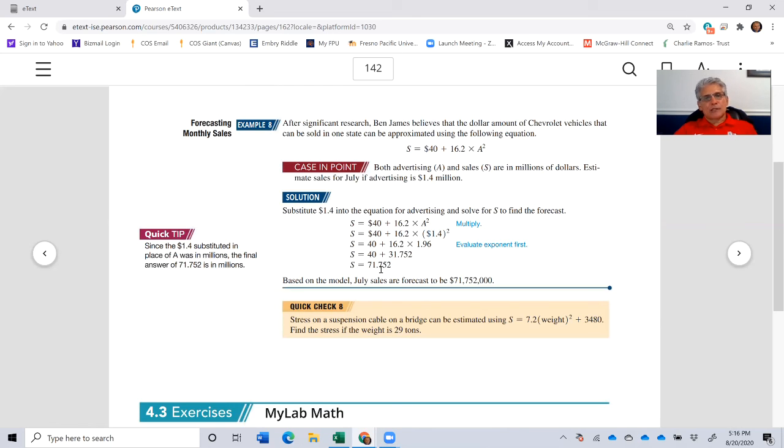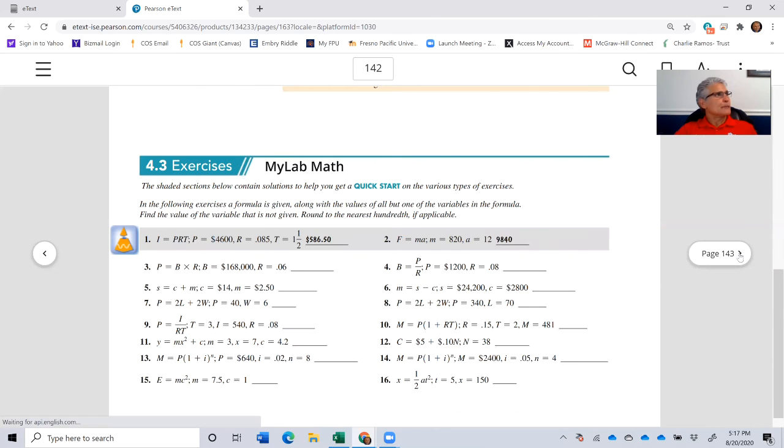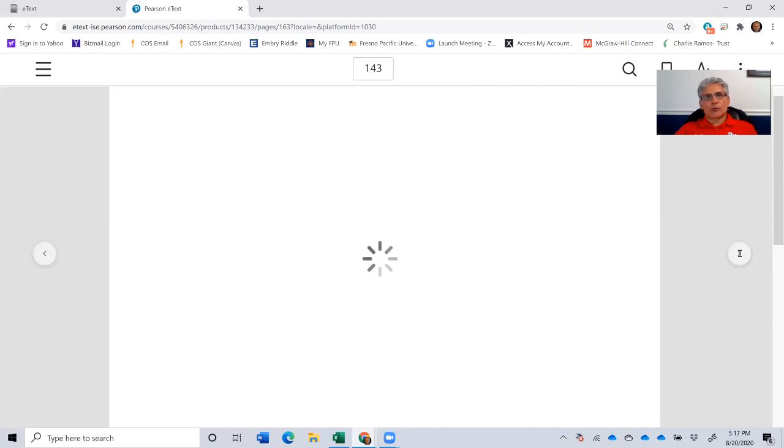So sales will be 71, and certainly because A was in millions, it's 1.4 million. We have 71,752,000. So that's what sales will be if advertising is 1.4 million. That completes 4.3.